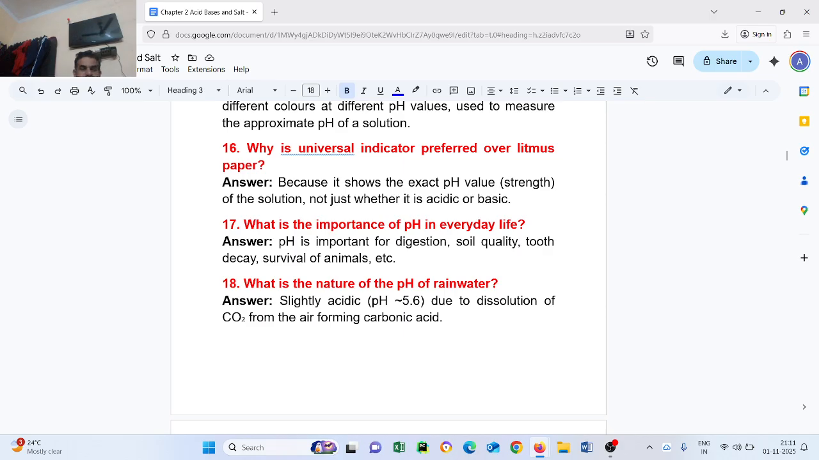Question number 18. What is the nature of the pH of rainwater? Slightly acidic, pH 5.6, due to the dissolution of carbon dioxide from the air forming carbonic acid.